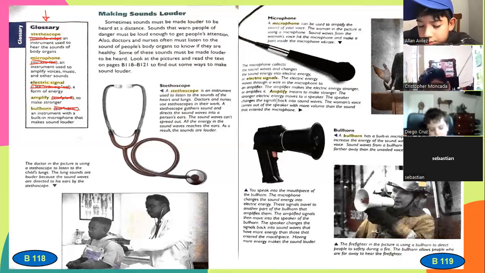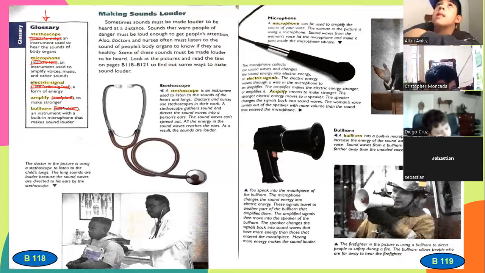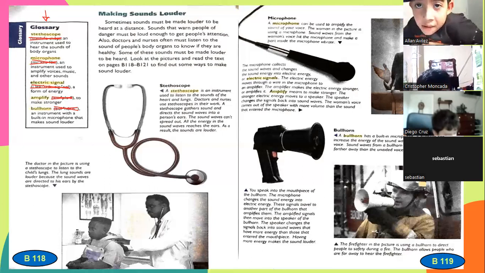The stronger electric energy moves to a speaker. The speaker changes the signal back into sound waves. The woman's voice comes out of the speaker with more volume than the sound that entered the microphone. A bullhorn has a built-in microphone.